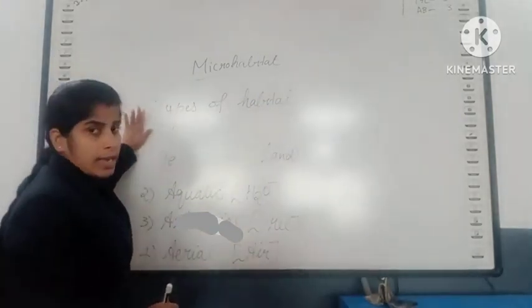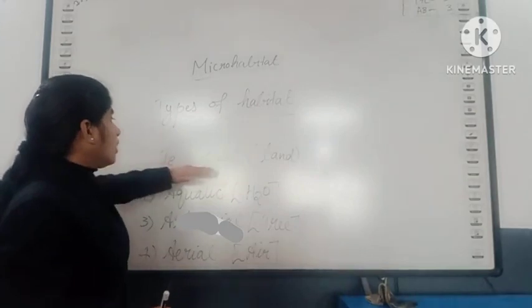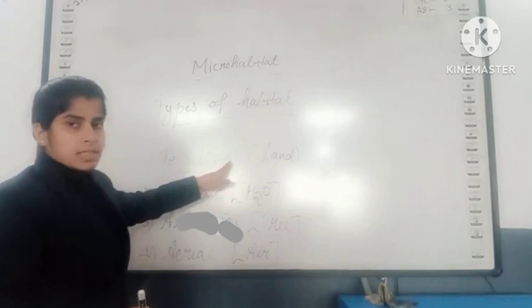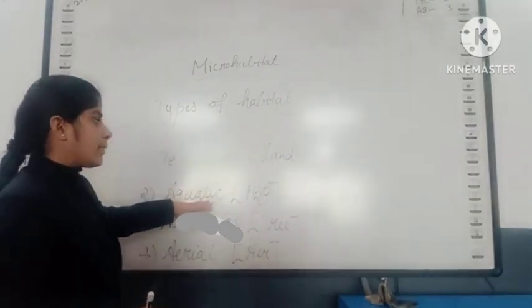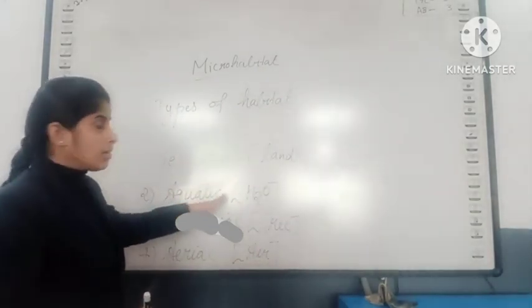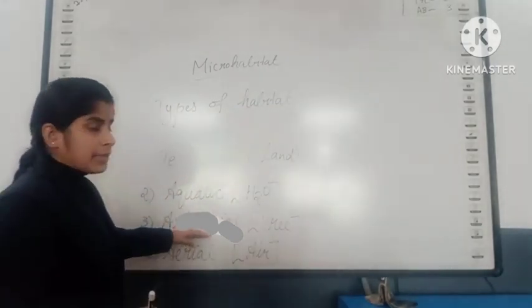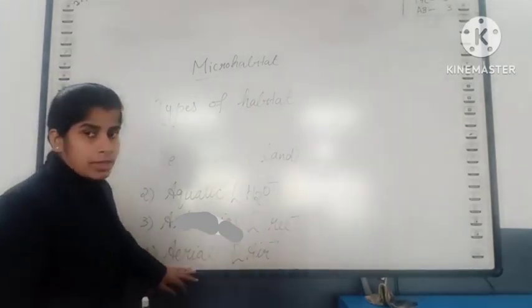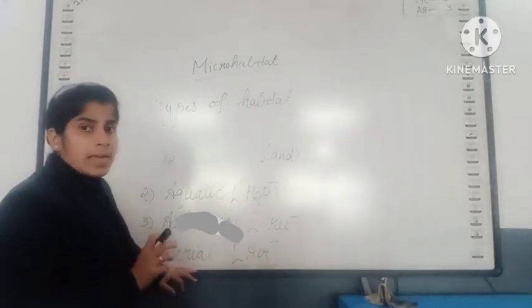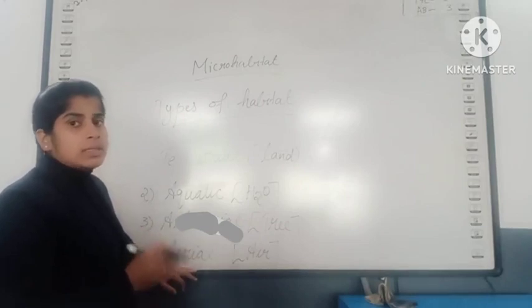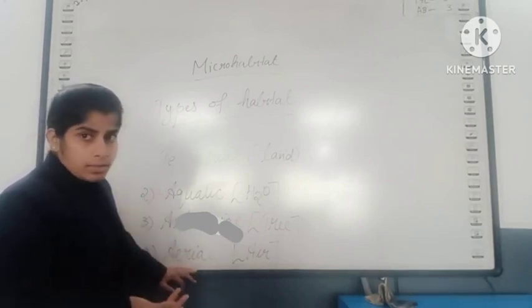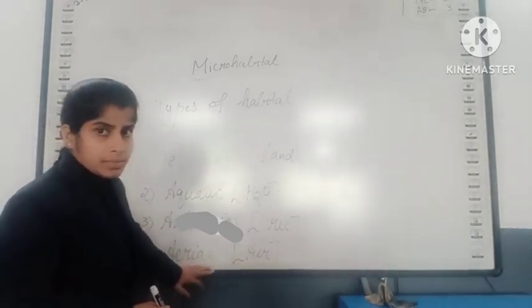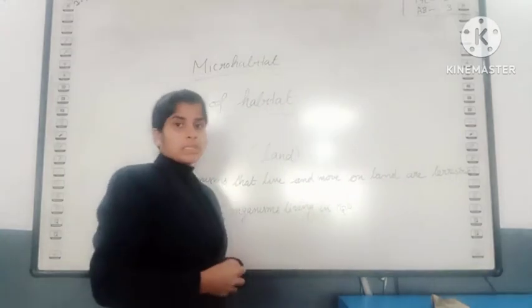Okay. So there are four types of habitat. Terrestrial habitat, which means land, the organisms that live on land. And aquatic habitat, which means the organisms that exist in water. Arboreal habitat, the organisms that exist in trees. And aerial habitat, the living organisms that spend maximum time in air. Clear? Okay.